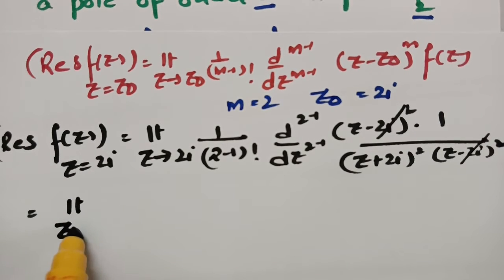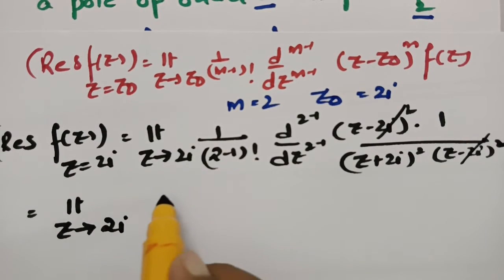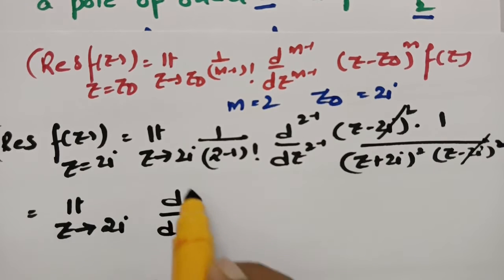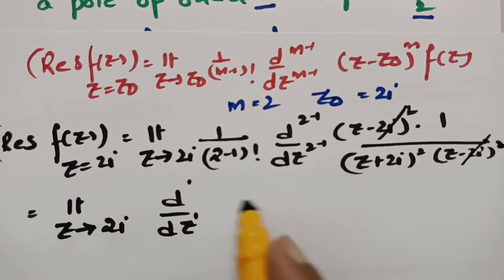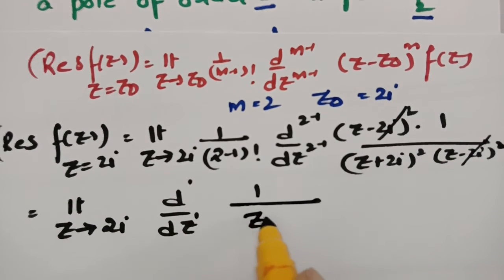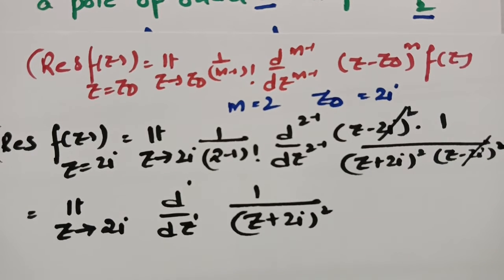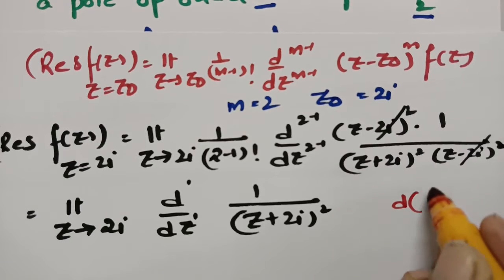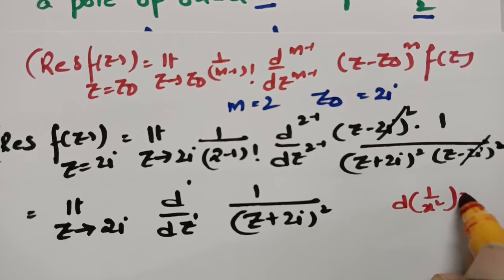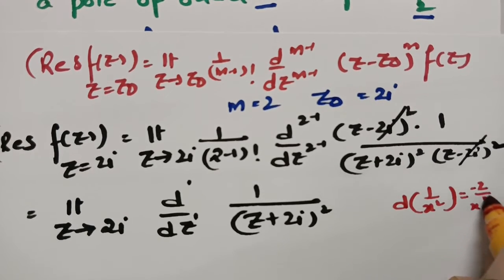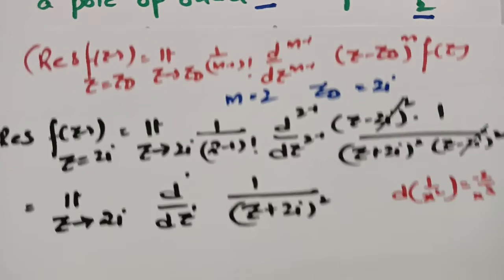So this can be written as limit z tends to 2i of d by dz to the power 1. One time we have to take the derivative of 1 by (z plus 2i) whole square. So for the derivative of 1 by x square, the derivative of 1 by x square is nothing but minus 2 by x cube. Remember, minus 2 by x cube.